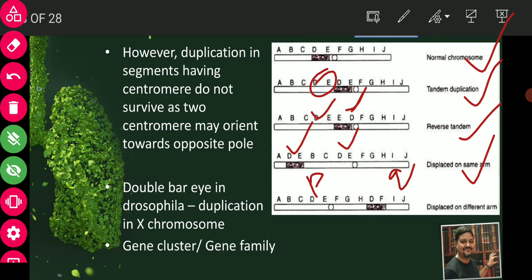And the last one, the fourth one, is displaced on different arms. D and E is duplicated and it is translocated or displaced to a different arm. So these are the four types of duplication: the tandem duplication, reverse tandem duplication, displaced on same arm duplication and displaced on different arm duplication.